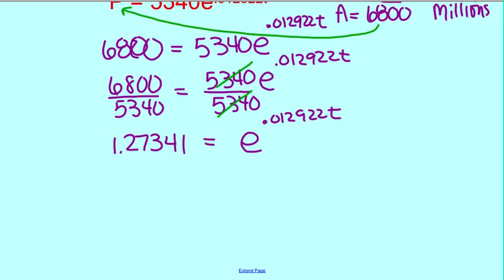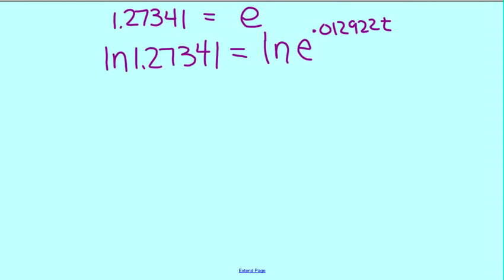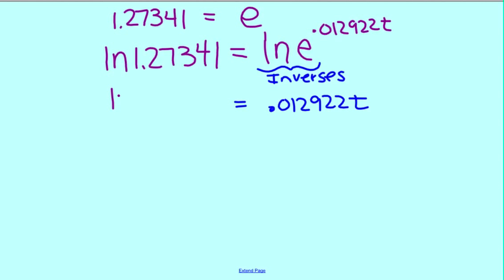All right, now we want to continue solving for t. So we're going to take the natural log of both sides. When we take the natural log of both sides, the natural log, which is base e, and an exponential of base e are inverses of each other, so they're going to cancel each other out. These two pieces are inverses. So they're going to cancel out, and we're left with 0.012922t. Left side just still stays as it is.